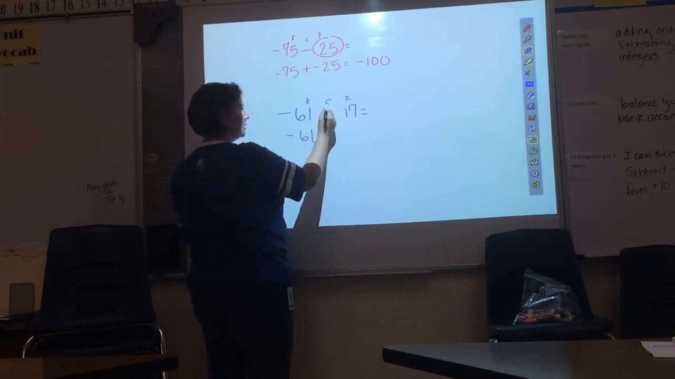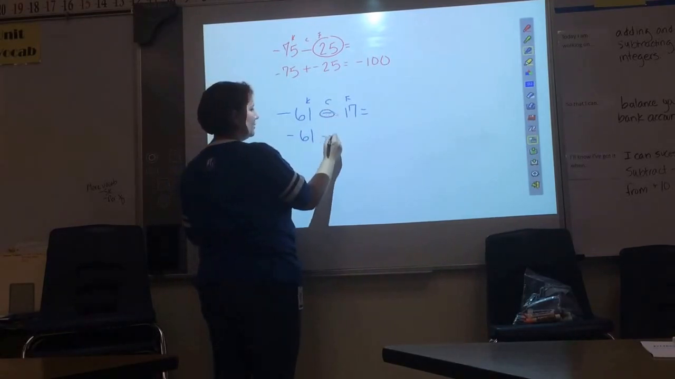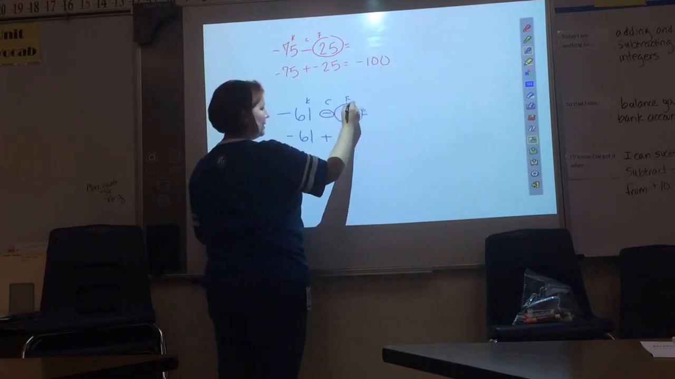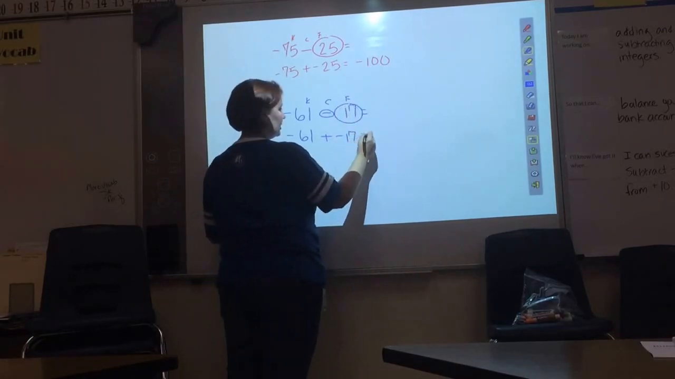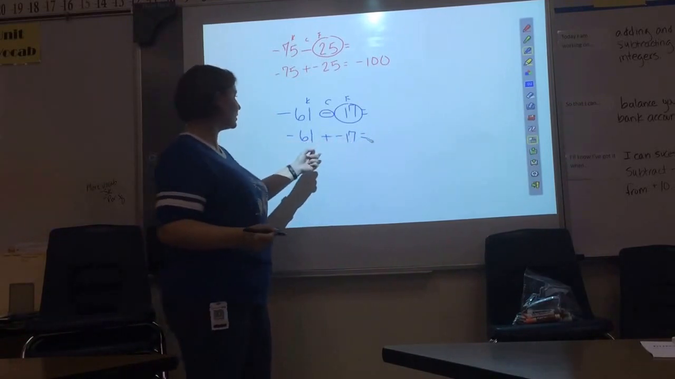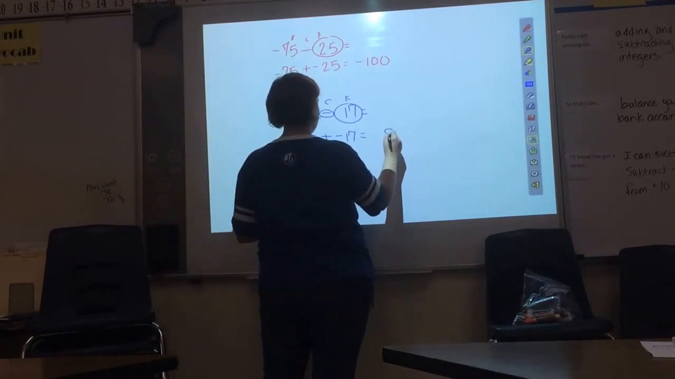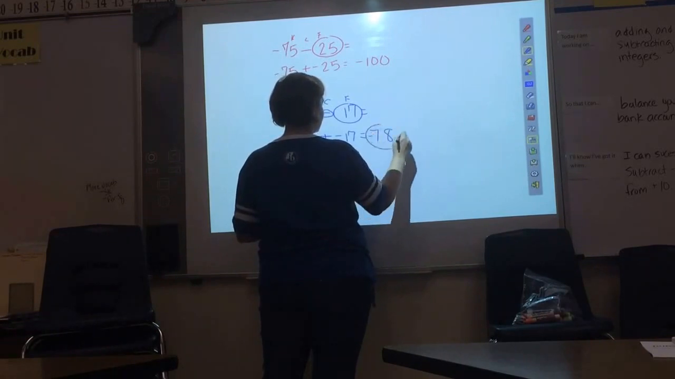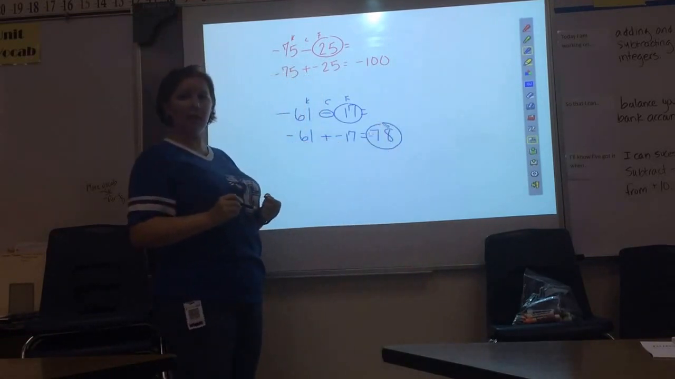Negative 61. Changing my minus to a plus, and my 17 now becomes negative 17. So I have 61 negative chips, and now I'm adding 17 more negative chips. So my answer is now negative 78.